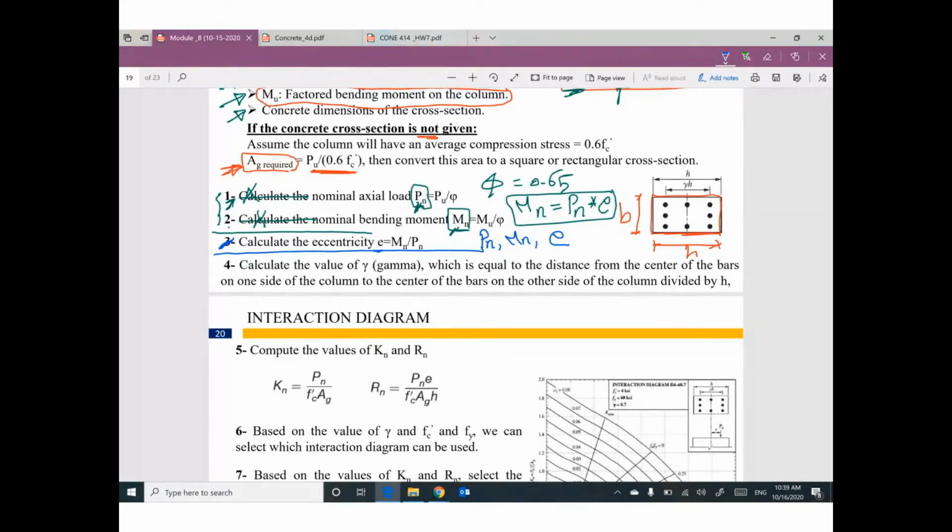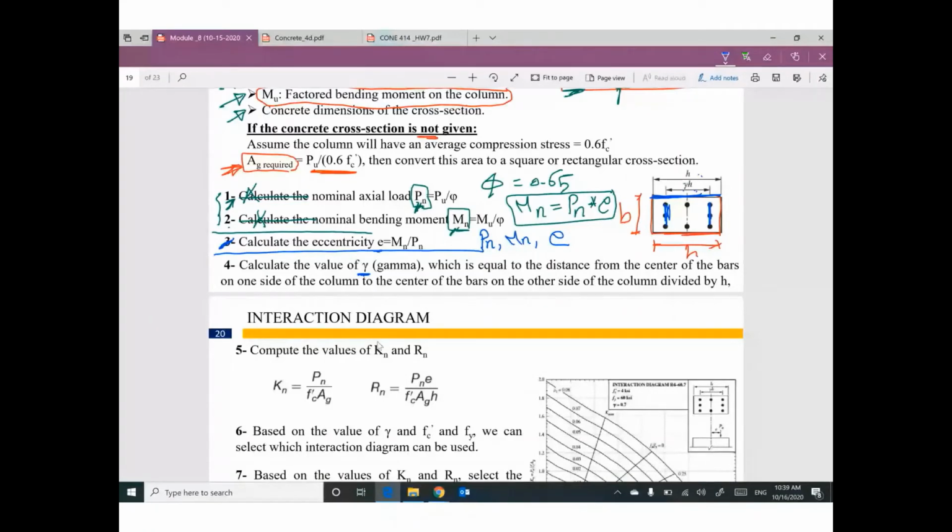We have a value here called gamma. How can I figure out this value? It's very simple. This length of the section equals h. The length between this layer of the reinforcement and this layer is gamma h. These two dimensions will be given. So I can figure out the value of gamma, and we will see an example.